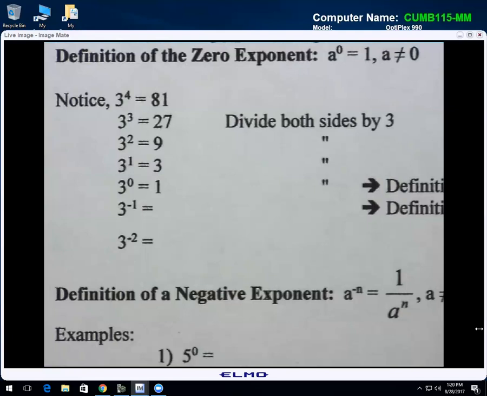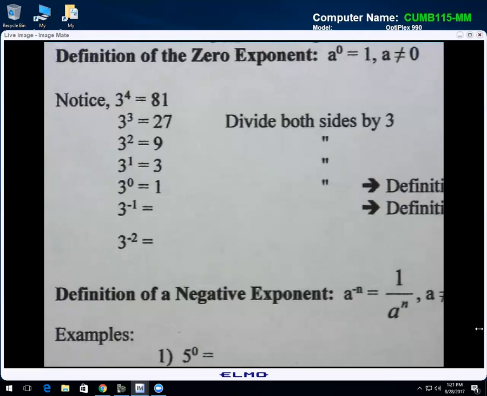And if we do that one more time, we're down to 3 to the first equals 3, still a true statement. As a matter of fact, that's the definition of the exponent 1: anything to the first is still itself. I didn't type that. But what do you notice? Each time I divide by 3, what's happening to these exponents on the left-hand side? They're decreasing by 1. I started with 4 and then 3, 2, 1, 0. So if I divide by 3 again, the next exponent is going to be negative 1.